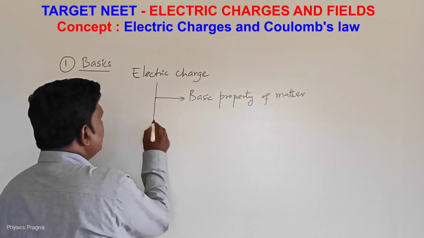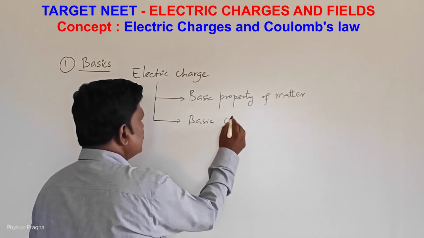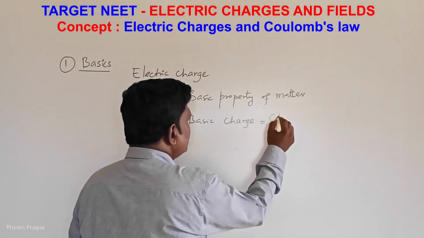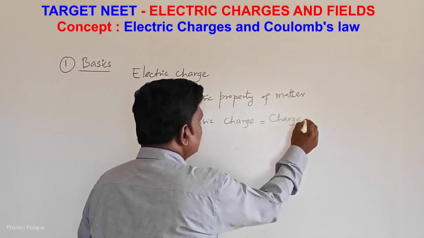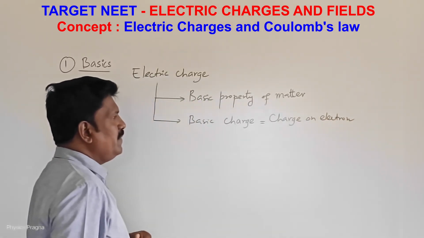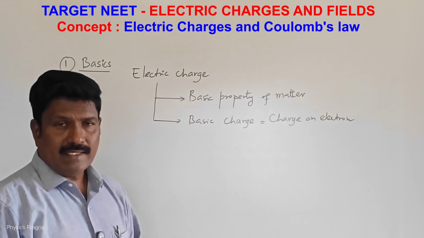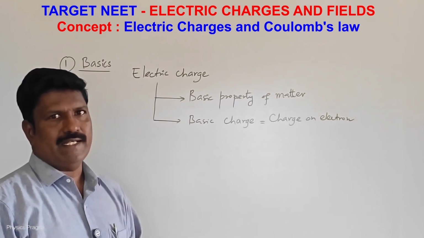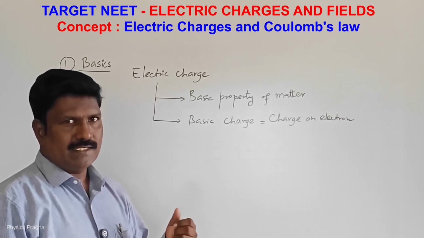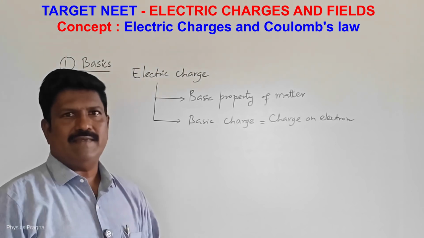So, what value do we have to take as the basic charge? The basic charge is equal to the charge on the electron. So, the basic charge we take as the charge on the electron. Why? The electron is a stable particle. Many subatomic particles are there, and they also have charge less than the electron, but they are not stable. So the electron is always stable.